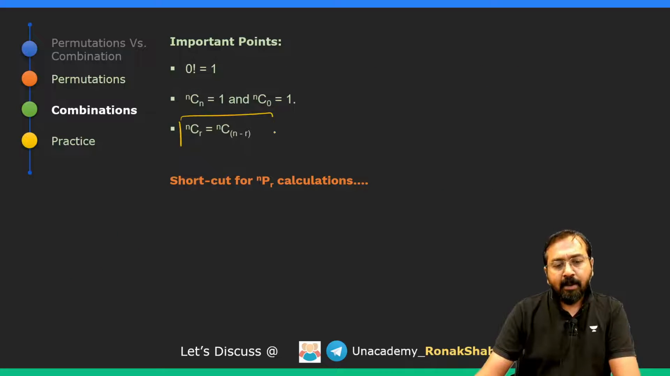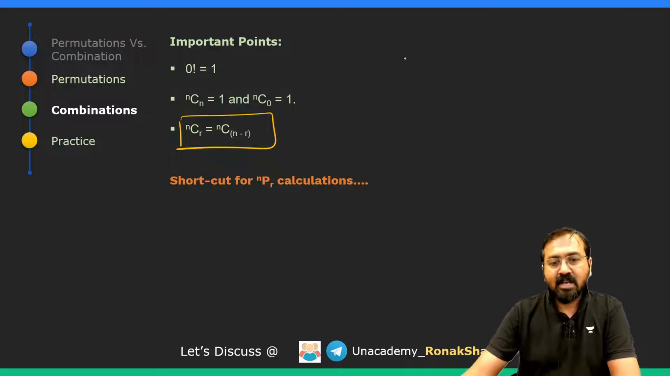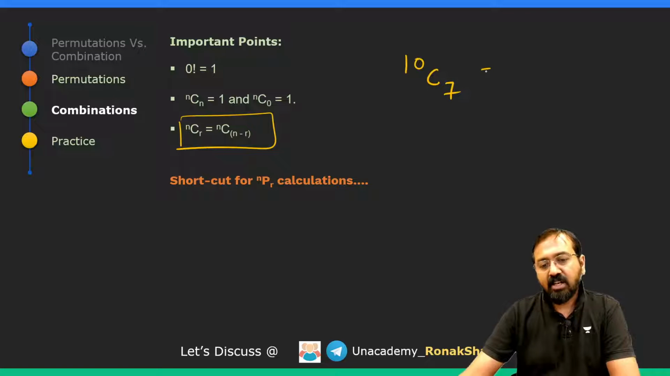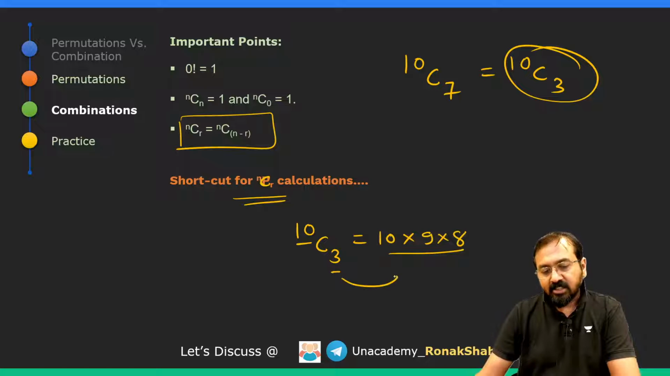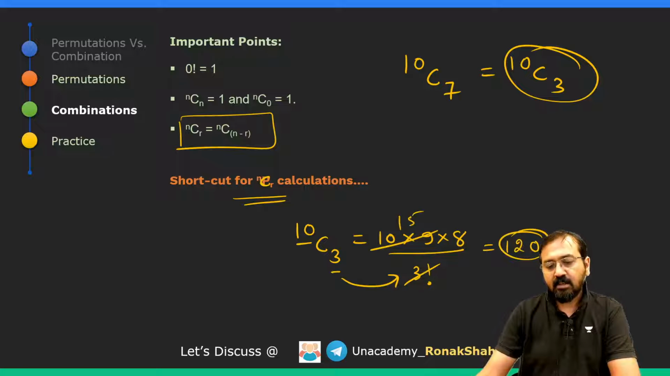Important point you need to remember: nCr is equal to nC(n minus r). For example, 10C7 is equal to 10C3. Now how to calculate 10C3? So what is the shortcut for nCr calculation? So 10C3, if you want to calculate, just write 10, 3 steps backward, like we did in nPr also: 10 into 9 into 8, and in the denominator just write this many factorials, so 3 factorial. So this will come out to be what? 120. Very simple, because 6 15s are 90, 15 8s are 120. So this is how you should do quick calculations.